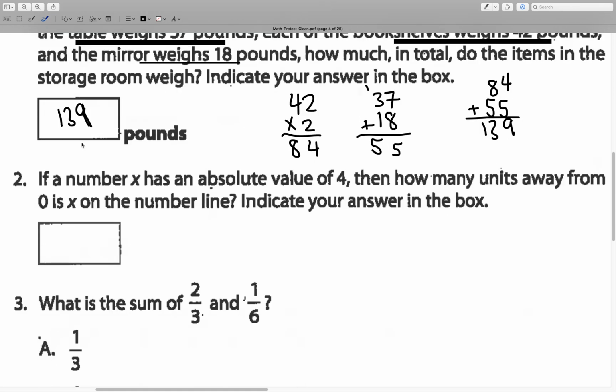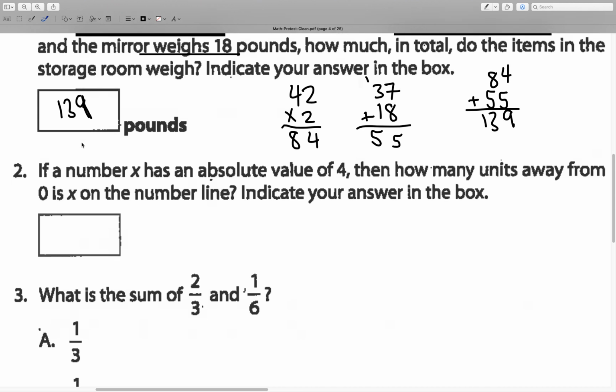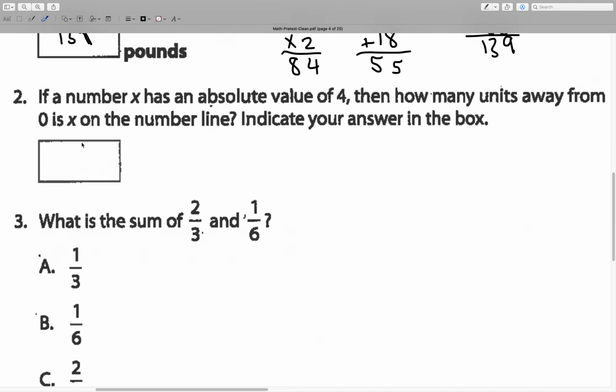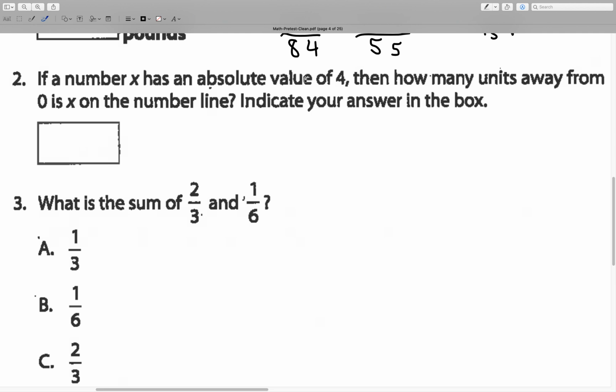All right. Maricela, could you read us number 2? If a number x has an absolute value of 4, then how many units away from 0 is x on the number line? Exactly. Right here they're mainly talking about absolute value and units away from 0 on the number line. The number line is a key word. When they're talking about a number line, they're talking about a number line like this one right here.